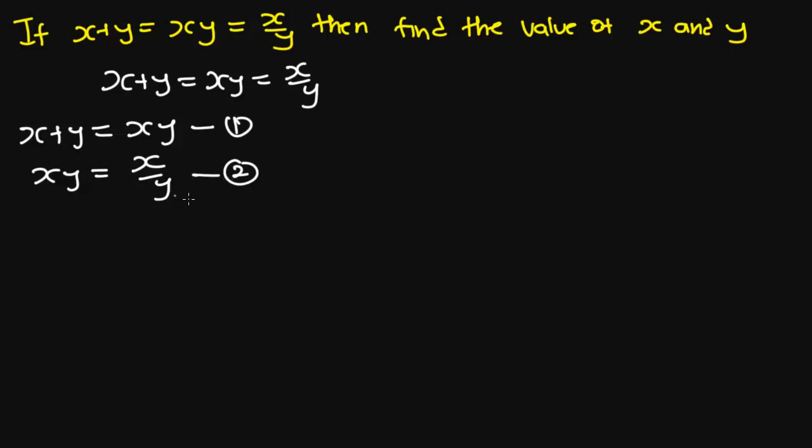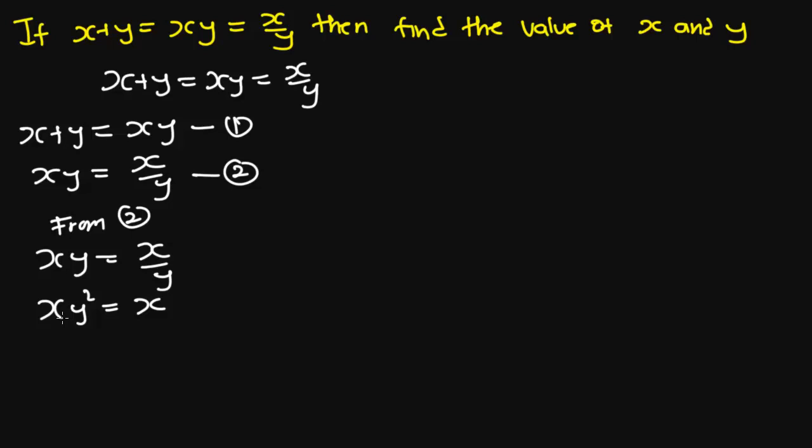So let us consider equation 2. From equation 2, we have xy is equal to x over y. From here we are going to multiply by y so that we clear off the fraction. So we are going to have xy squared is equal to x. And from here let us move everything to the left hand side so that the right hand side becomes 0. So we are going to have xy squared minus x is equal to 0. And from here we have x in common, so we can factorize out x.